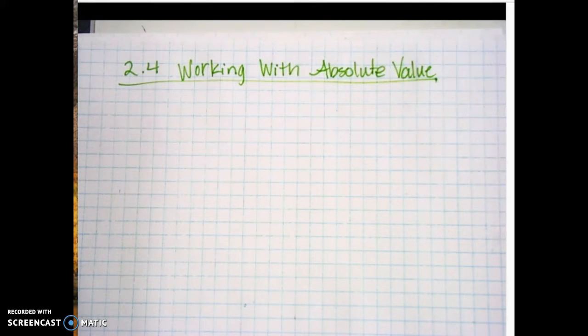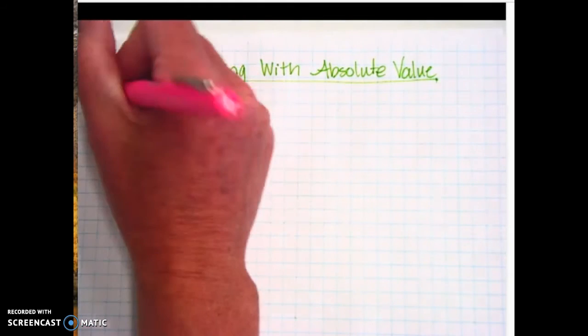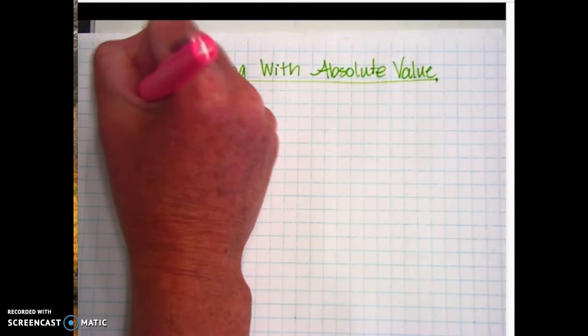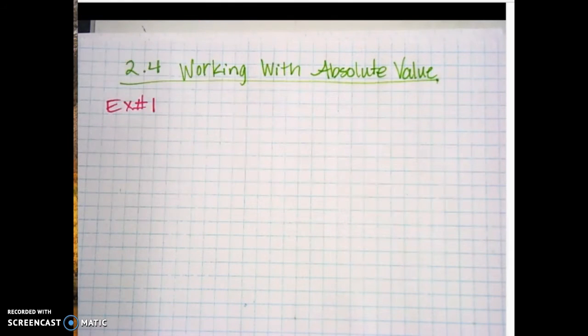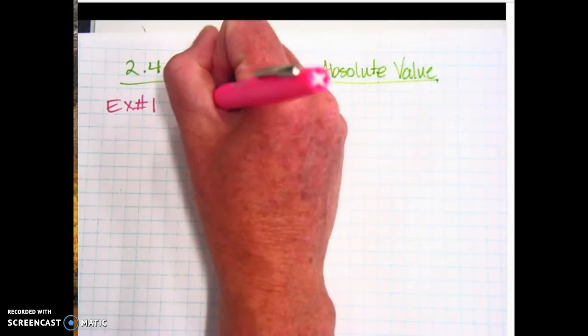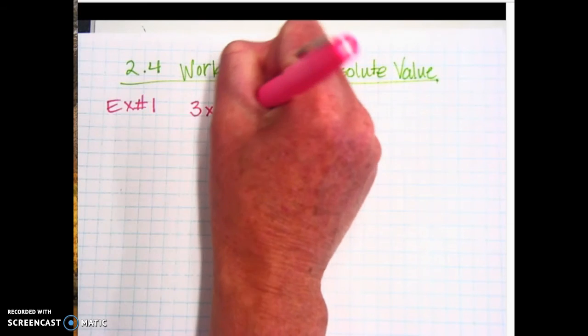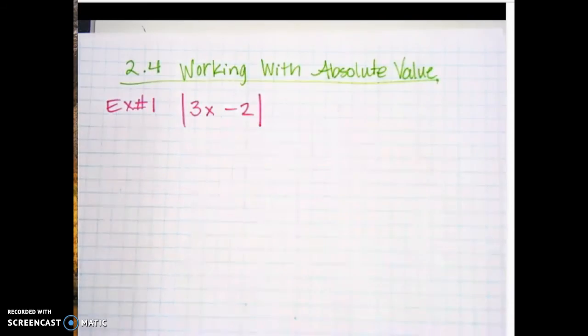All right, so this last section, section 2.4, we're just going to be talking about absolute value, and some of you have seen it on the Delta Math already. But basically, you're going to take your absolute value and create two equations out of it. And most of your problems will have two answers, right?